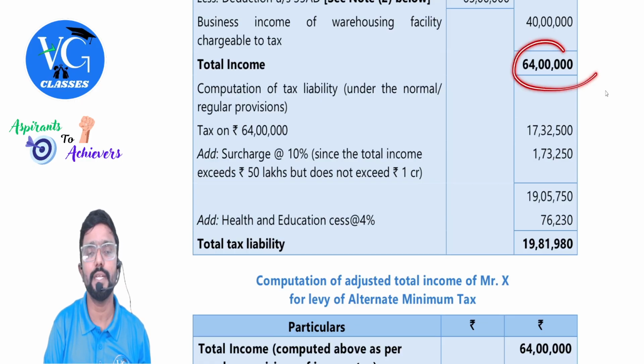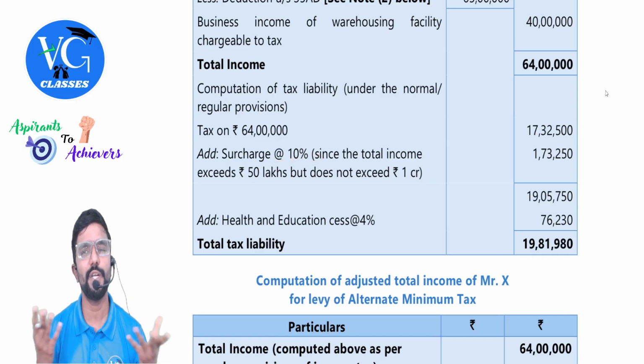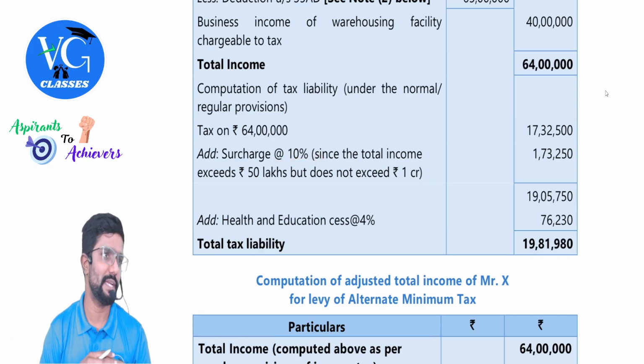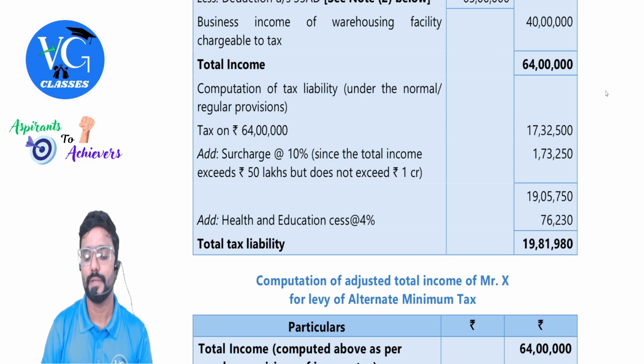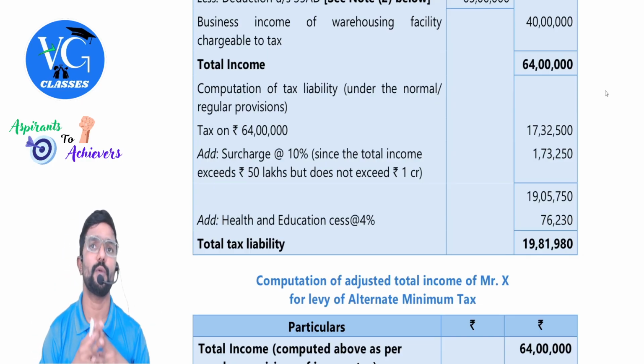Okay. As total income is more than 50 lakh, surcharge is applicable at 10%. No need to check the relief and all here, guys. It will not be applicable. So also add 4% cess, you will get total tax liability 19 lakh 81,980. This is as per normal provisions.